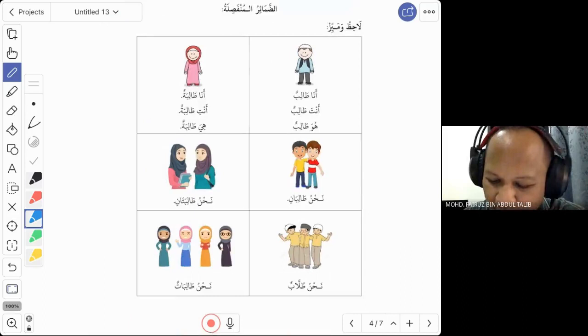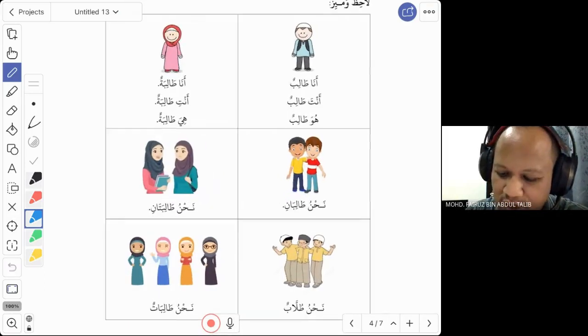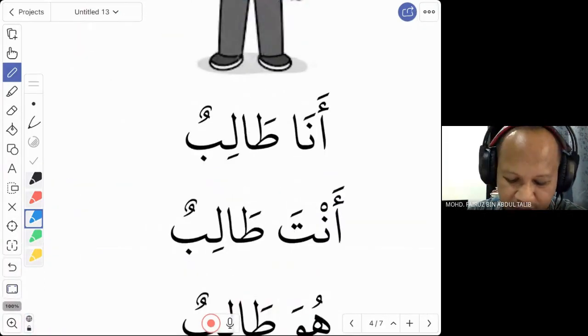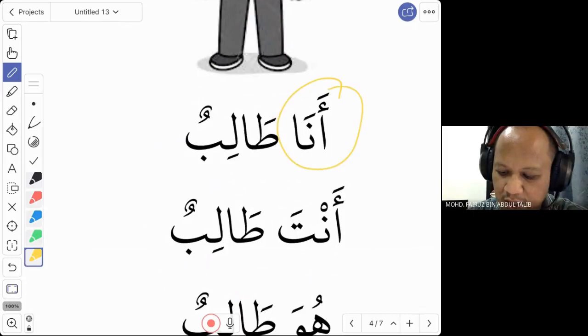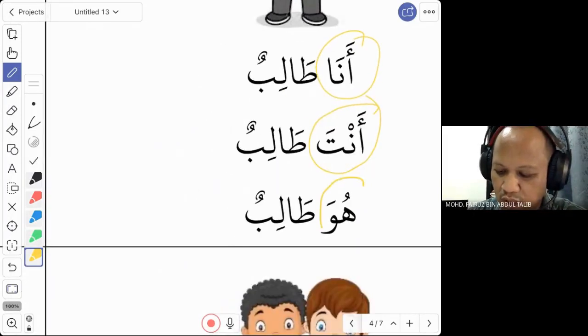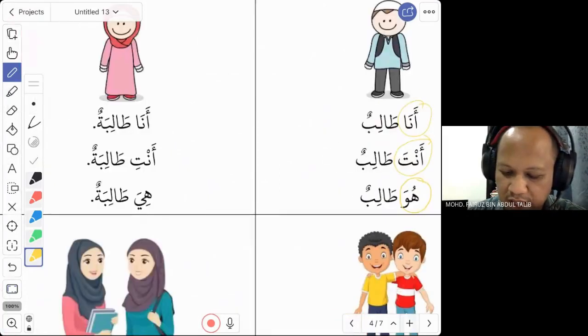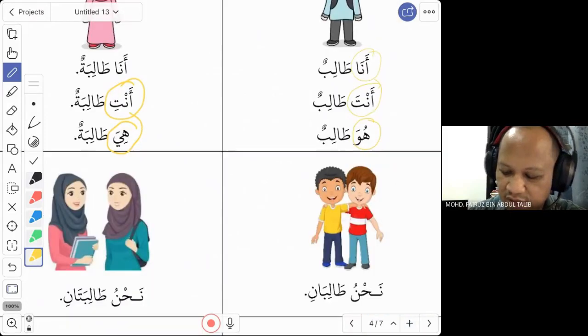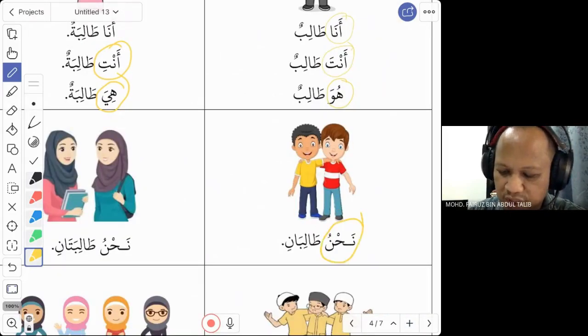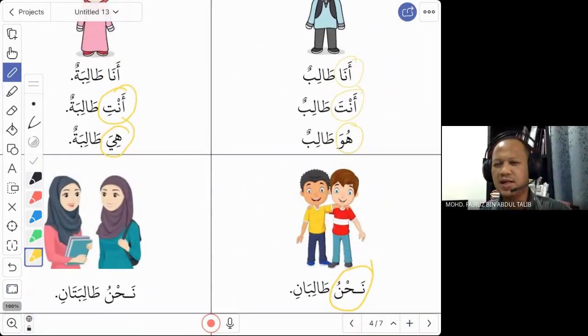Now you look, the words are all here. For example, the first one, here you have this word ana. And then you have this word anta. What else? You have this word huwa. You have this word anti. You have this word hiya. And you have this word nahnu. 6 words. Ana, anta, anti, huwa, hiya, nahnu.